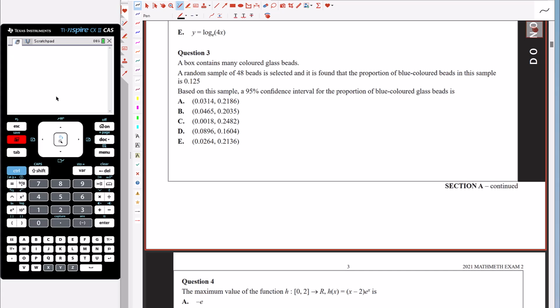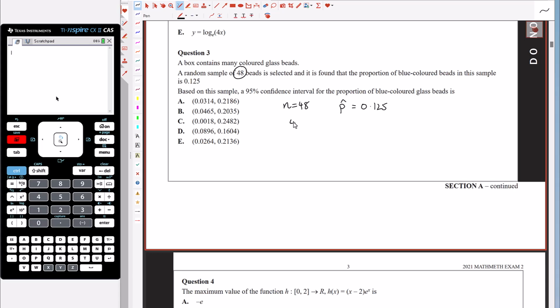Question 3. A box contains many coloured glass beads. A random sample of 48 beads is selected, and it's found that the proportion of blue coloured beads in this sample is 0.125. Based on this sample, a 95% confidence interval for the proportion of blue coloured glass beads is... Okay, so we can use our CAS to find a confidence interval, and it's going to require the number of successes. What we've been given here is n, which is 48, the size of the sample, and p hat, which is the proportion of blue coloured beads in the sample. And so what we'll need to put into the CAS is not p hat, but x, the number of blue beads in the sample.